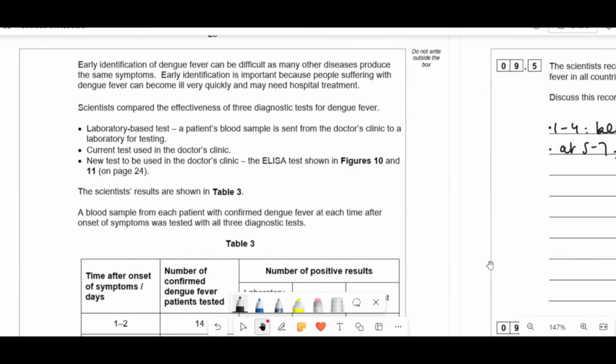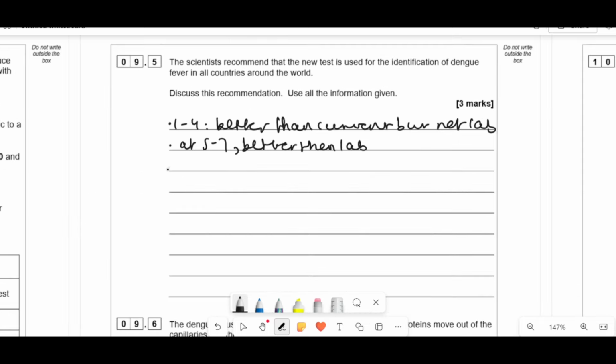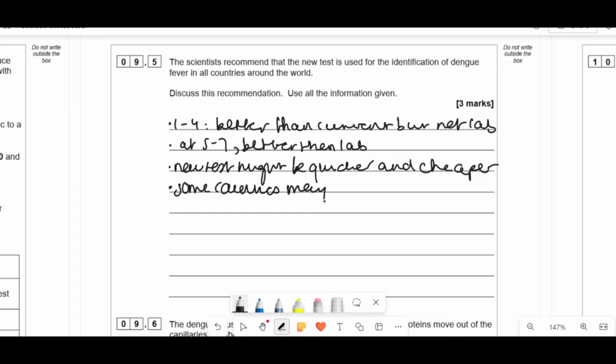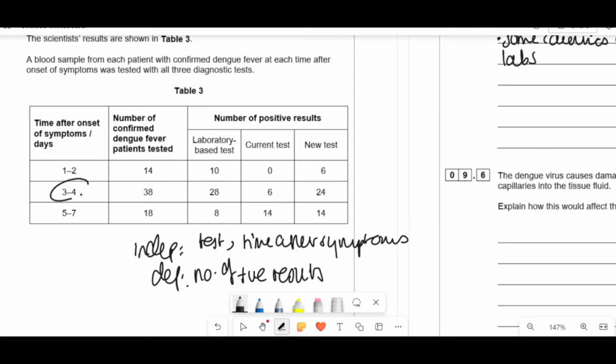They've told you that this new test can be used in the clinic, whereas the other ones have to be sent to a lab. If you can do it straight away in the clinic, this new test might be quicker and cheaper. Because if you look at how it works, remember the previous questions, all you do is put some blood on it and wait for it to finish its job, whereas you've got to take it to a lab and wait for things to happen. As well as that, why might it be useful in all places around the world? Well, some countries may have limited numbers of labs, or they may have limited training. Another good thing is that at days 3 to 4, it's nearly the same effectiveness as the lab based test.